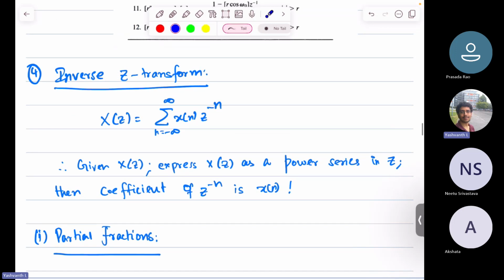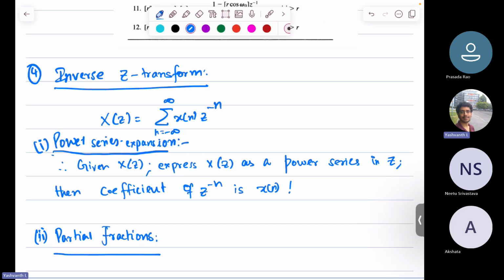Maybe there are two ways. The first method is called using power series expansion, and partial fraction is the second method. So you observe the definition of your z transform, not the inverse z transform. What it says is, you take your x of n for every value of n, multiply it by z power minus n, and then add all of them across n. That is how you define your z transform.